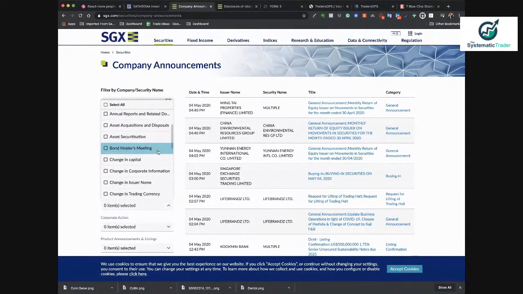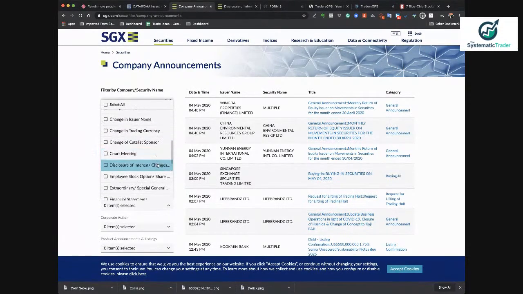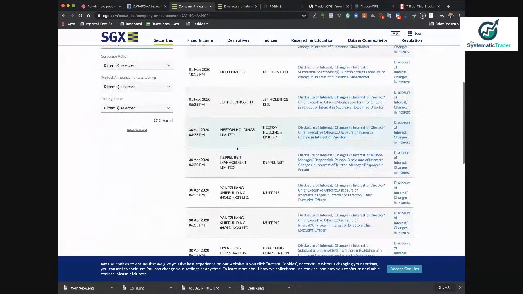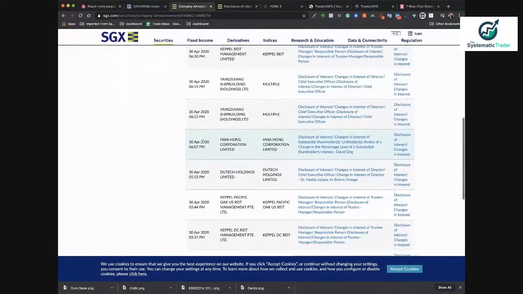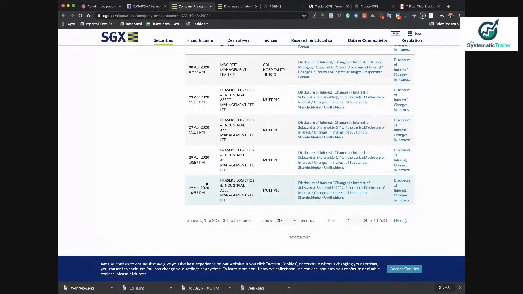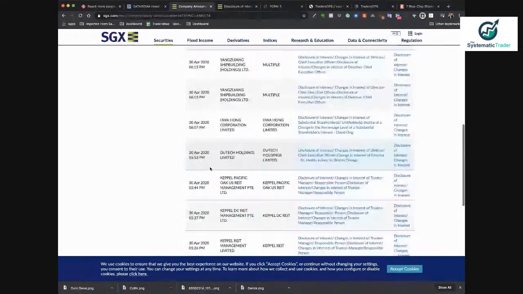Then you look for disclosure of interest or change in interest. Okay, go to this one. I think they improved the website. From here, you can see the whole list based on the dates, with the latest date over here. These are the stocks that have a change of interest: 30th April, and going downwards, 29th April, and so on.